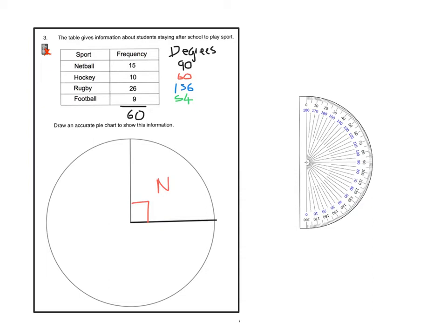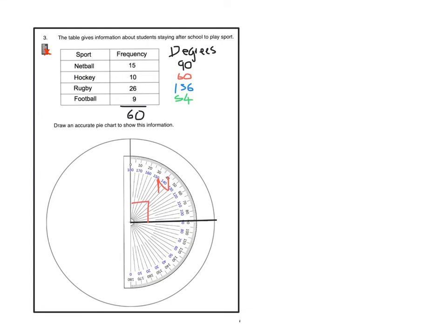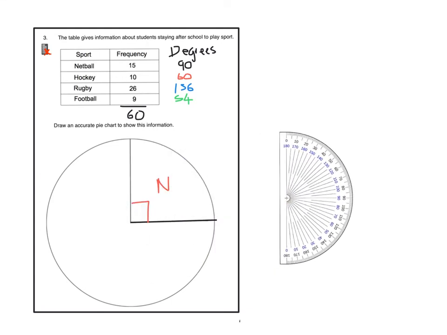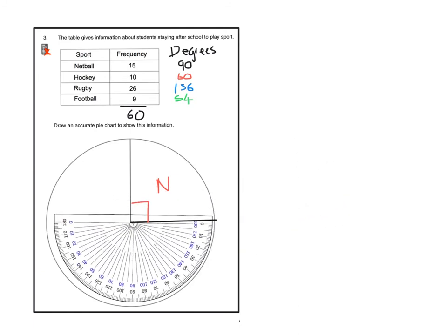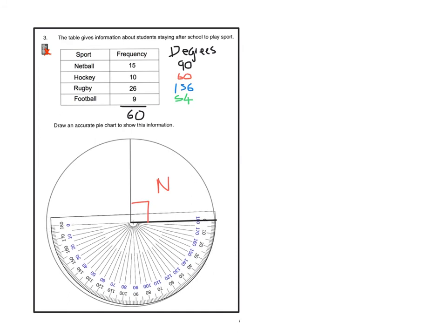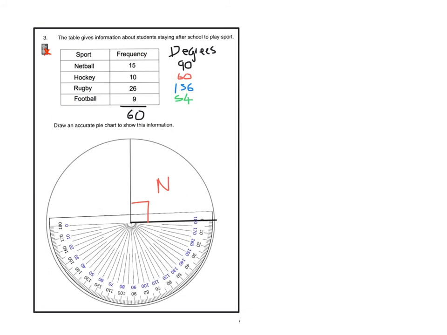Okay, next. So we're going to do the 60 degrees for hockey. Now again, what a lot of people do is they go back to the original line, they go to 60, they put a dash. That's wrong because you're going to be overlapping. So now you need to go to the line that you've just drawn, and you need to be matching it up. There you go, about there.